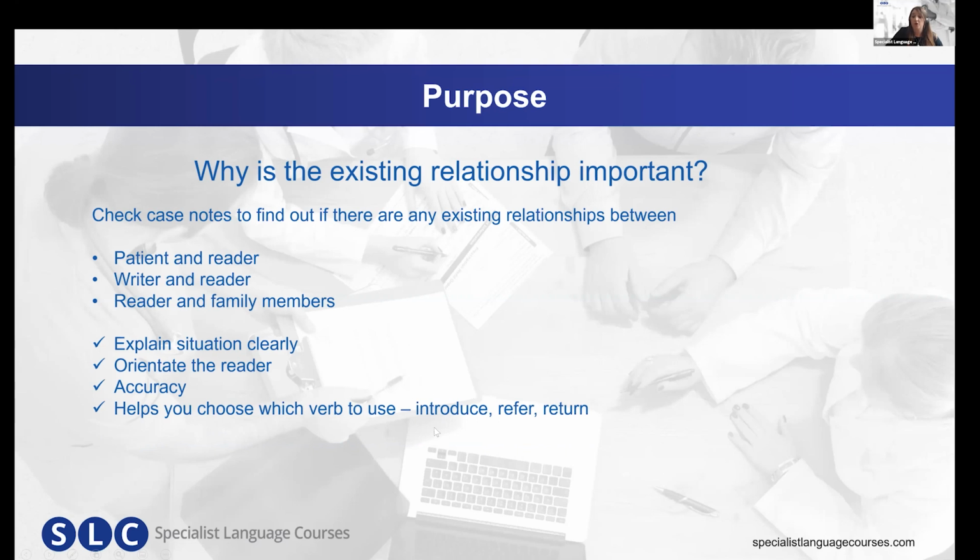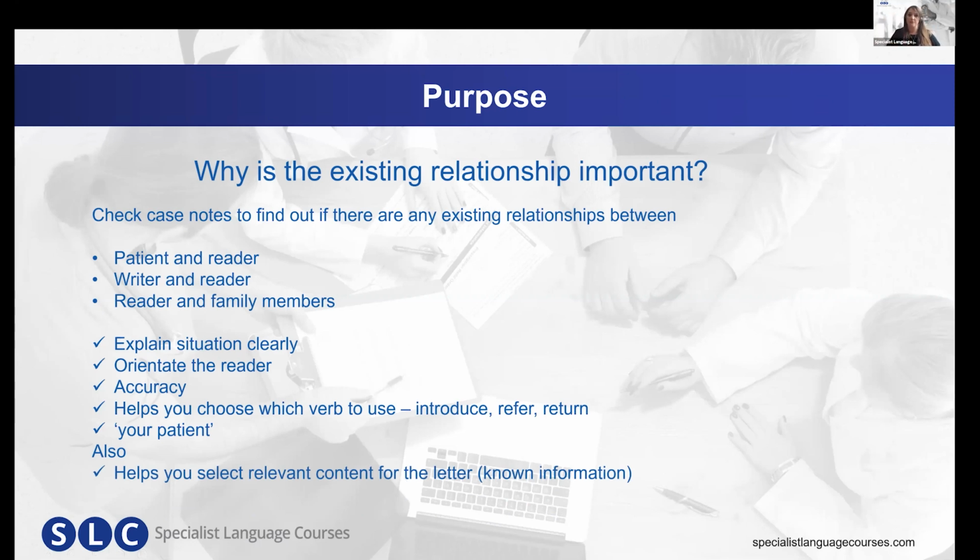So if there is no relationship, you might use introduce or refer. If there's an existing relationship, you might use a verb like return, for example. Also, you need to be aware of if you're writing, for example, a hospital discharge letter or transfer letter back to the patient's GP, you might at some stage in the purpose paragraph refer to the patient as your patient to show that you understand that relationship between the patient and the reader. Okay. Also, it helps you to select the relevant content for the main body of the letter. So if you're aware of this relationship, then there may be some known information that you don't need to include in your OET letter.